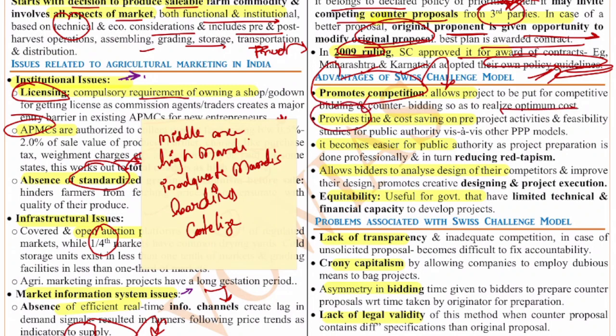Also, it provides time and cost savings on pre-project activities and feasibility. It becomes easier for the public authorities as project preparation is done professionally, and in turn it reduces red tapeism. These are also mostly bidder driven, so it allows bidders to analyze the designs of their competitors and improve their own design, promotes creativity, and ensures high efficiency in project execution. This is also very useful for the government as they have limited technical and financial capabilities. So this will help in overall highly efficient infrastructure development.